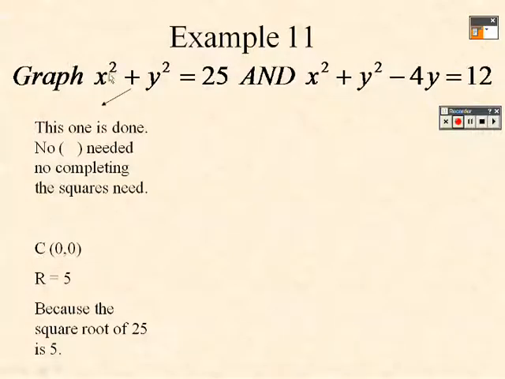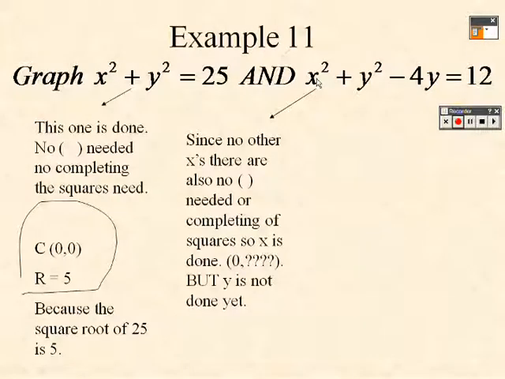That means the center is 0, 0, and when you square root 25, the radius will be 5. So we know where the center and the radius are for this one. With this one, this side is at least done. You have x plus 0 again, just like the other one. It's like saying you have x plus 0 squared.